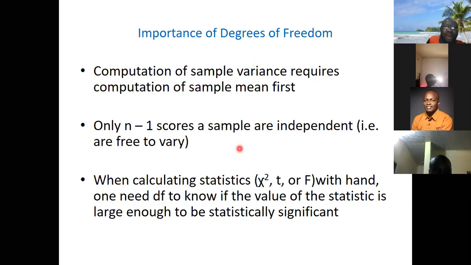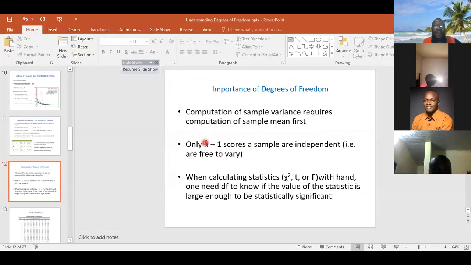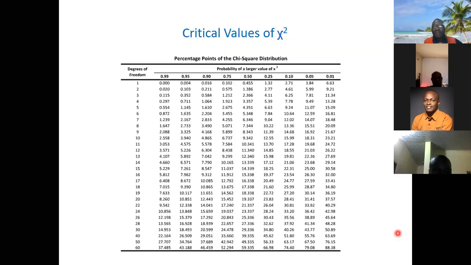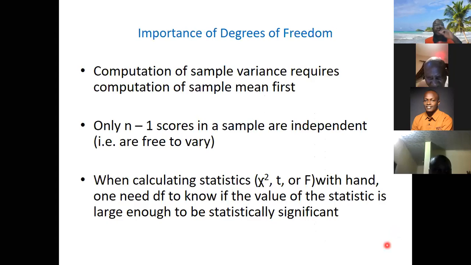Then only n minus 1 scores in a sample are independent. They are free to vary. That is, only n minus 1 scores in a sample are free to vary.